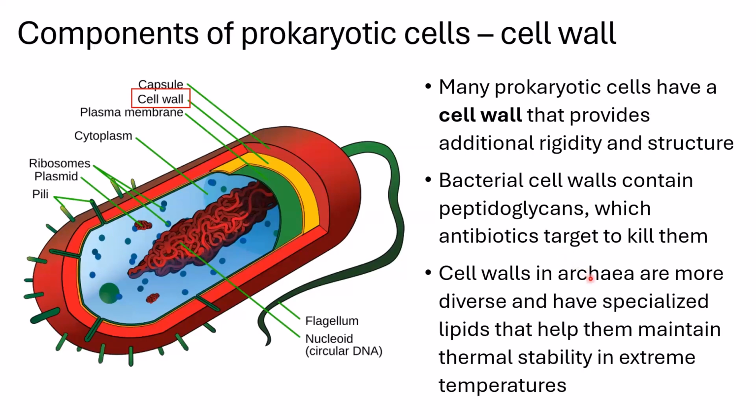Unlike bacteria, archaea do not have peptidoglycans in their cell walls. While the components of archaea cell walls can be very diverse, many have specialized lipids, which help archaea maintain thermal stability and allow them to live in areas of extreme temperature.